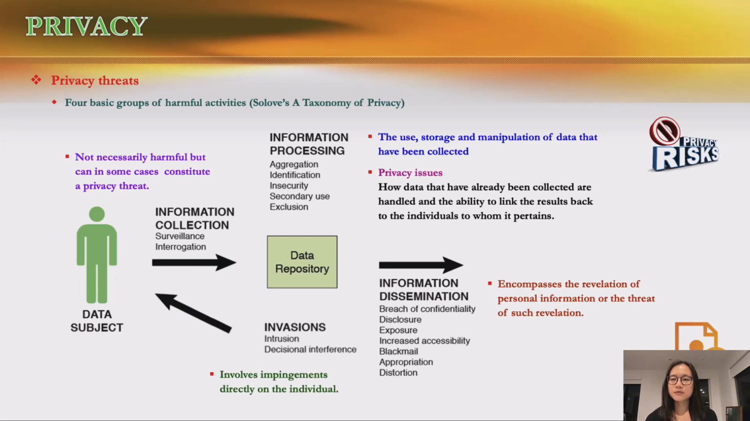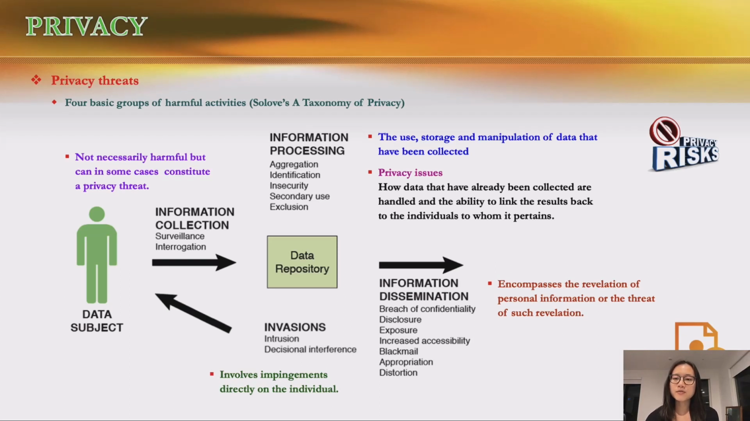Information processing refers to the use, storage, and manipulation of data that have been collected. Privacy issues related to information privacy can arise from how data are handled and the ability to link the results back to the individuals. Potential sources of privacy threats in this area include aggregation, identification, insecurity, secondary use, and exclusion.